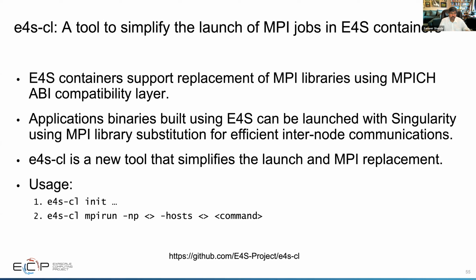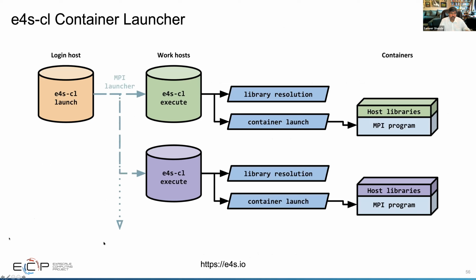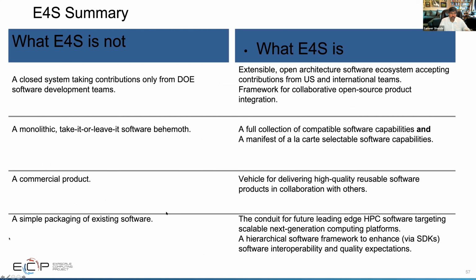So you can build an application with, say, MPICH configured the right way, which is the default for the E4S containers, and then you'll be able to just substitute that MPI by a simple command like this. As I said, this is a product that is still under development, but friendly users are welcome to try it from that GitHub webpage. And this is the architecture for how it launches the application and the libraries.